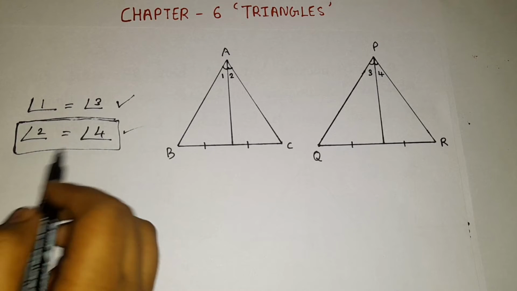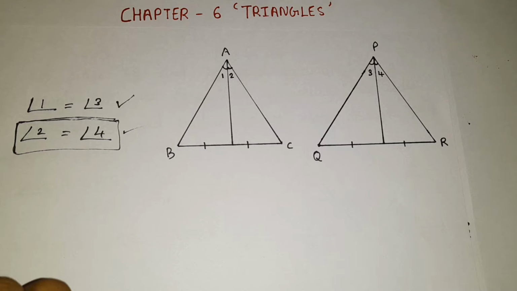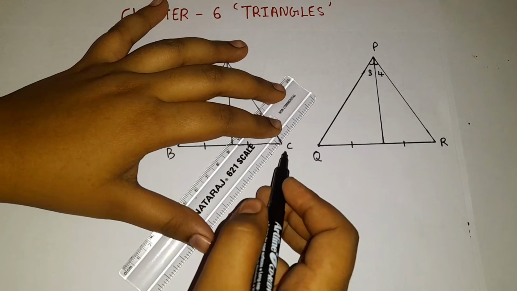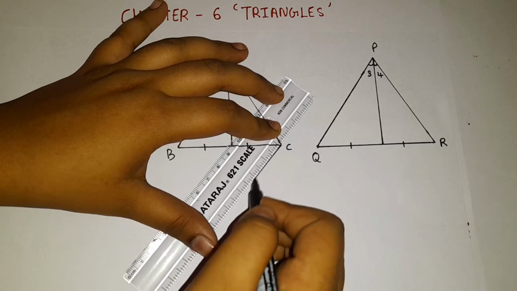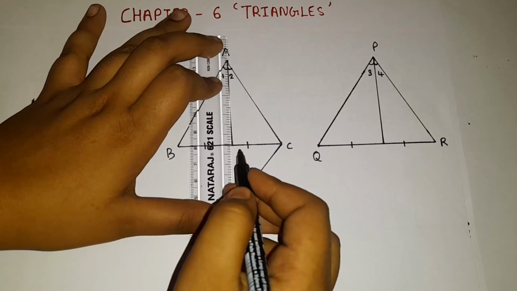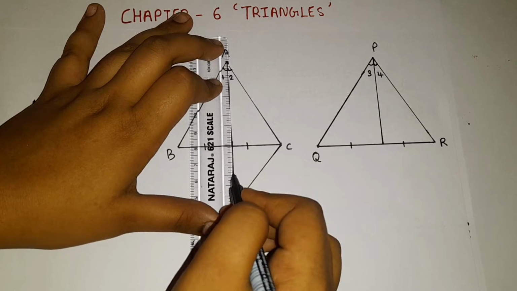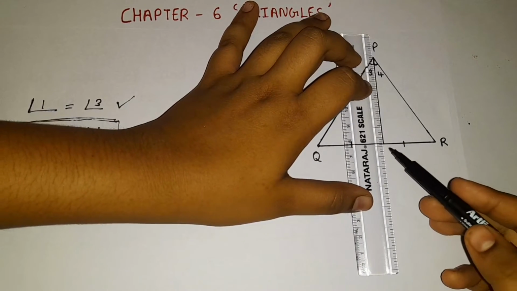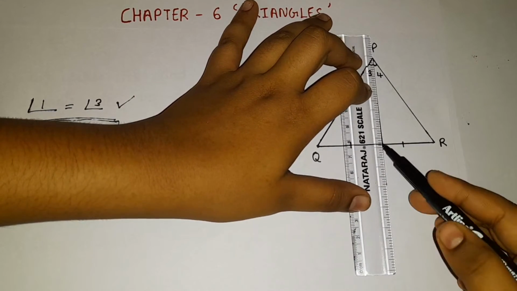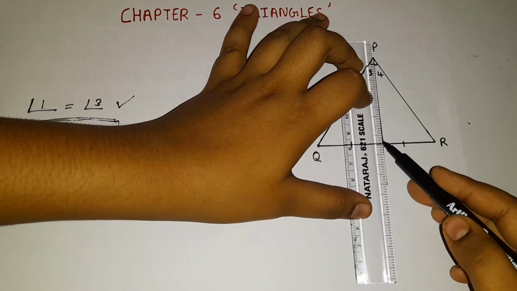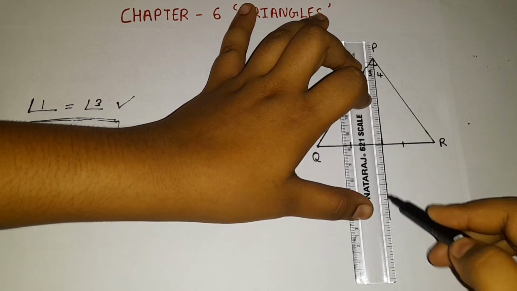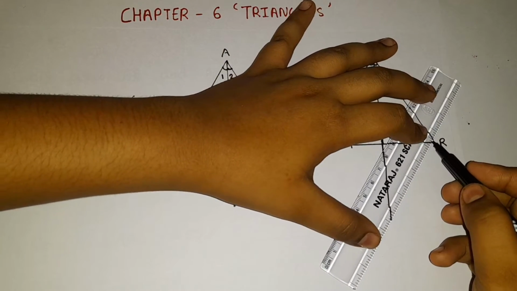For showing angle 2 is equal to angle 4, I am going to do a construction. Which type of construction? I am going to draw a line right over here, and I am going to join this line like this. In this triangle also I am going to do the same thing. I am going to extend this median. This is a median, right? So I am going to extend it, and I am going to join it.